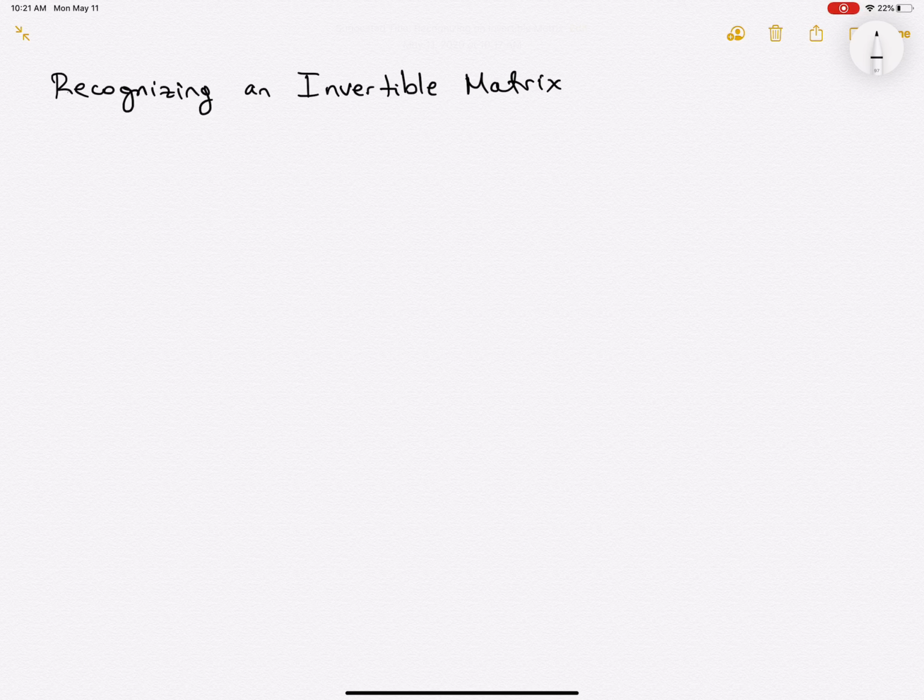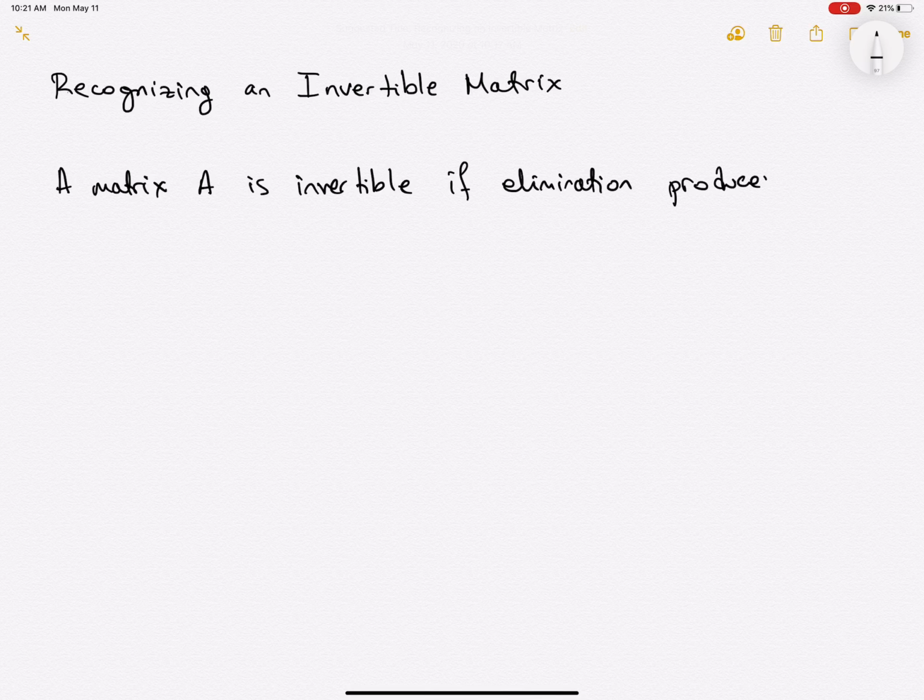A matrix A is invertible if elimination produces a full set of pivots. What that means is that if the matrix is of size n by n, we need n pivots. Otherwise, elimination will produce a row of zeros.